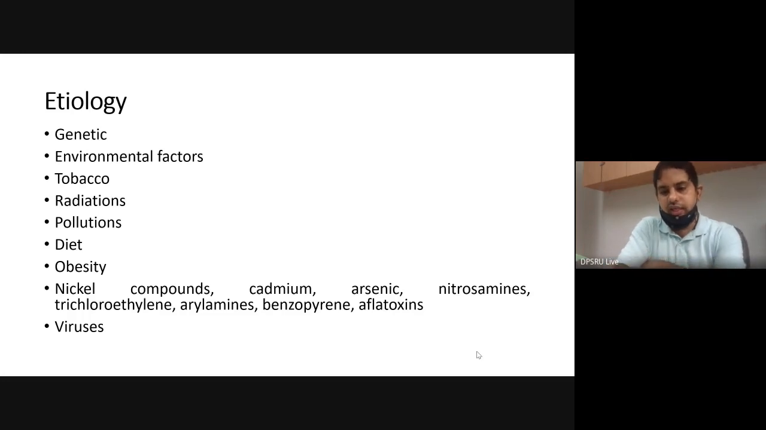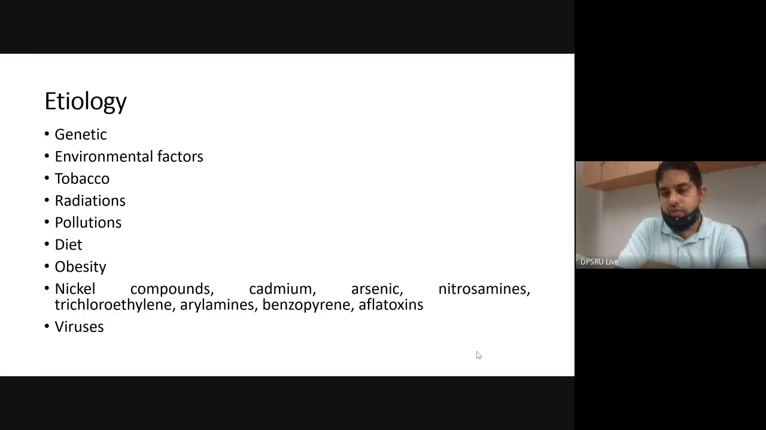And the etiology: what actually is the reason for cancer? Of course, there are genetic factors, but again, genetic factors are not responsible for 100% of cancer. There are many environmental factors, like pollution, radiation, and our unhealthy diet. These are all contributors to the development of cancer.